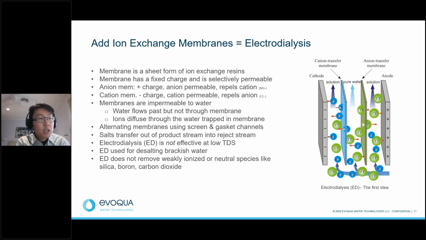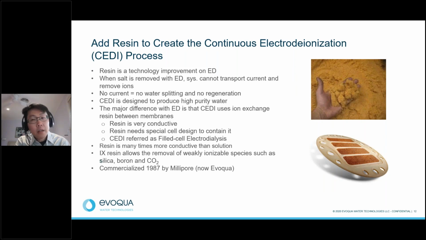The ED process is not effective at low TDS, so it's mainly used to desalt high TDS water, like brackish water. And the ED process does not remove any of the weak species, like silica, boron, and carbon dioxide. So after that, we add resins into the ED process, and it forms the CDI modules. These resins are very conductive and need a special cell to contain them. The resins are also many times more conductive than a solution. So with these resins, it also allows the removal of the weak species, like silica, boron, and CO2.